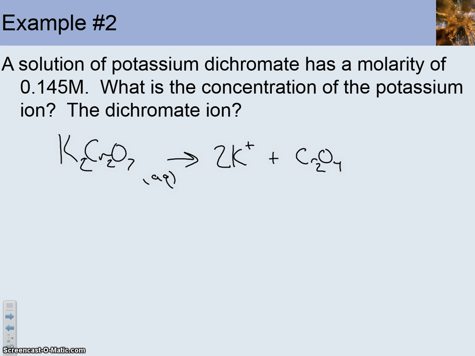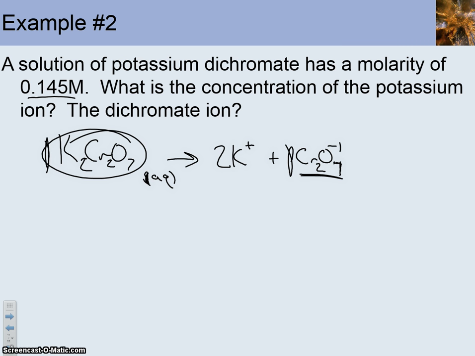And Cr2O7, with a -2 charge. So if my concentration of this was 0.145, my concentration of the dichromate anion is also going to be the same, because in my balanced equation, I've got a 1-to-1 ratio of these two.